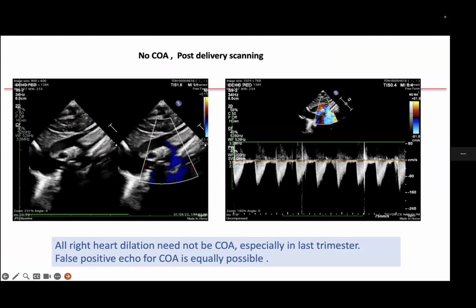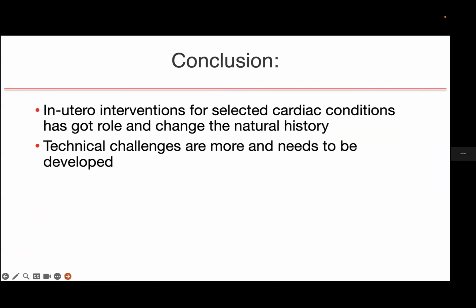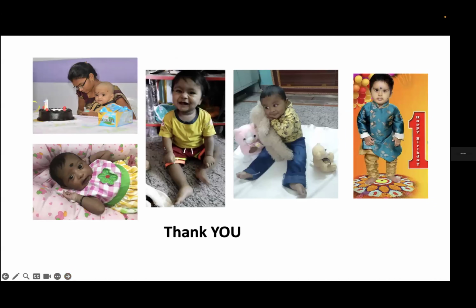So in conclusion, in utero intervention for selected cardiac conditions has a role and can change the natural history. The technical challenges are many, and the hardware needs to be developed. And I really thank you all. These are a few cases who have undergone the fetal cardiac procedure and have done well. And it is really gratifying in selected cases. So I thank you, everybody.